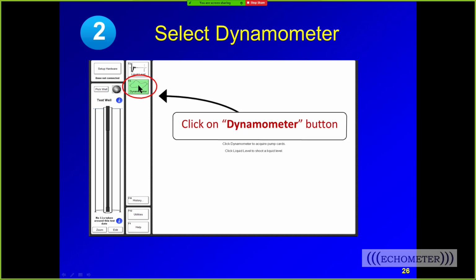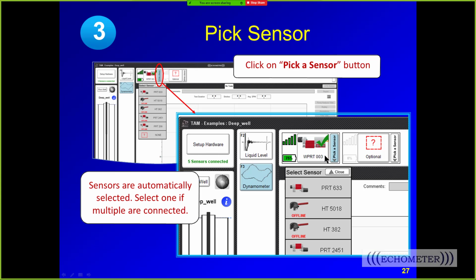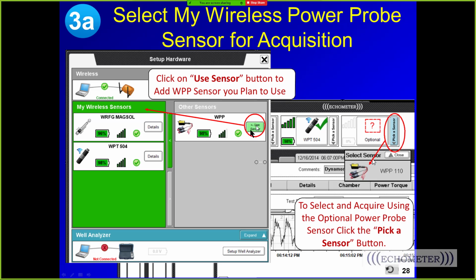We're going to click on dynamometer, start dynamometer test, and then we need to select our sensors, and we can have a dynamometer sensor, a power probe sensor, and a pressure transducer. We could select all those, and so here we're picking our dynamometer sensor, and here we're going to use our power probe. This is from our hardware setup, and we've already got a gas gun selected and a pressure transducer selected.